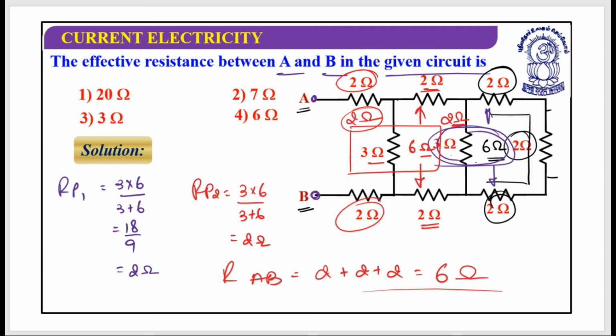Is it clear? Is it possible to solve this? Ready for the next question? Are you ready? Let's have a look.